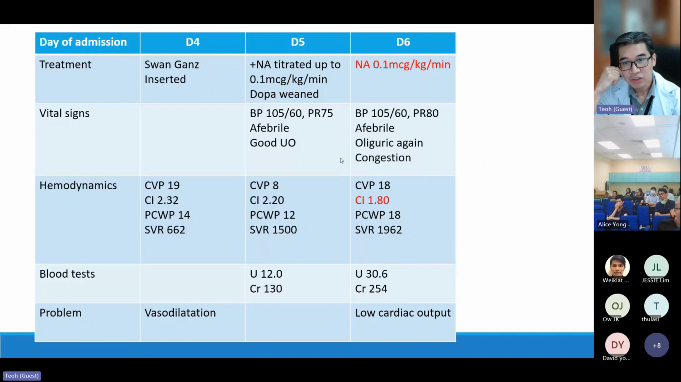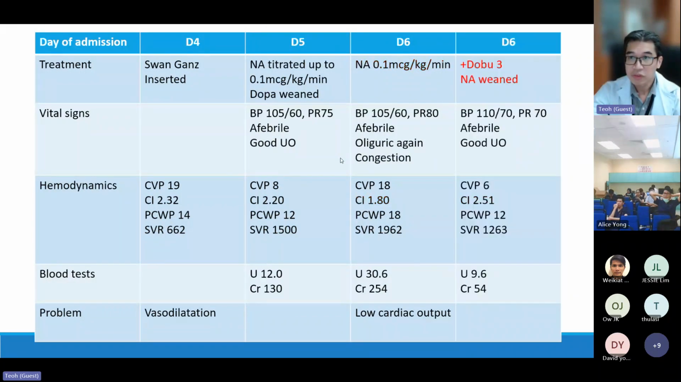And you can see here, the CVP went up, the cardiac index dropping. Now your left ventricular filling pressure is going up, which became 18. And SVR now is 1962. Too much vasoconstriction, causing left ventricular overload. And urea worsened again, creatinine worsened again. And at this point of time, we started back the dobutamine 3 and weaned off the noradrenaline. BP better, afebrile, good urine output, all the parameters went back to normal.